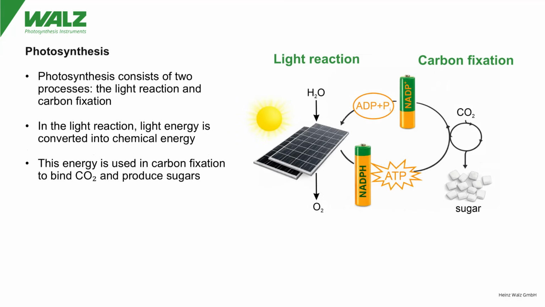Photosynthesis consists of two processes, the light reactions and carbon fixation. The light reactions take place in the thylakoid membrane of chloroplasts, where light energy drives water oxidation and oxygen is produced. Electrons are transported through the photosynthetic electron transport chain, facilitating the production of ATP and NADPH, two energy-rich molecules. These molecules are then used in carbon fixation to bind carbon dioxide and synthesize sugars. The efficiency of the light reactions can be assessed using chlorophyll fluorescence measurements.